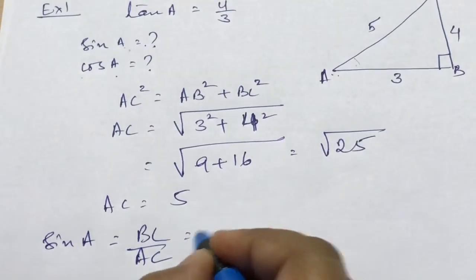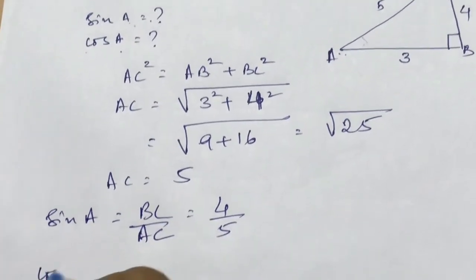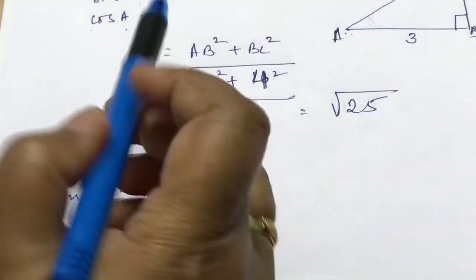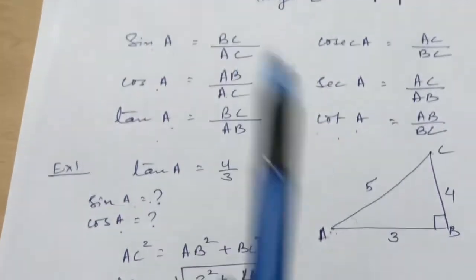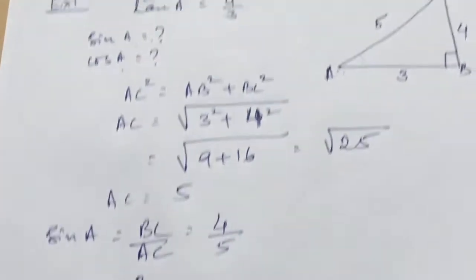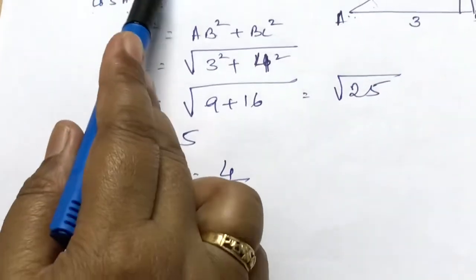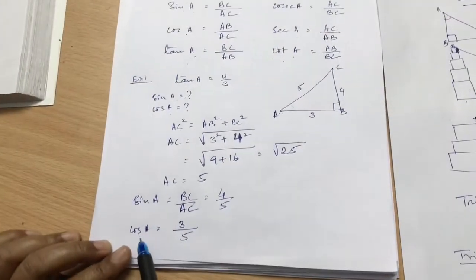BC is 4 and AC is 5. Got it? What is cos A? Cos A is AB by AC. Okay, what is AB? It is 3. And what is AC? It is 5. So you have got tan, you got sine, you got cos.